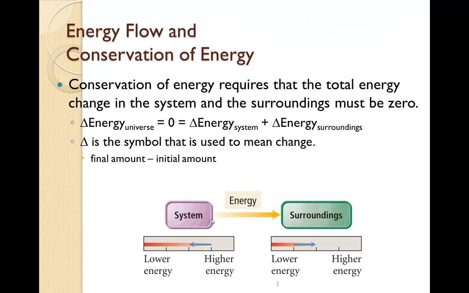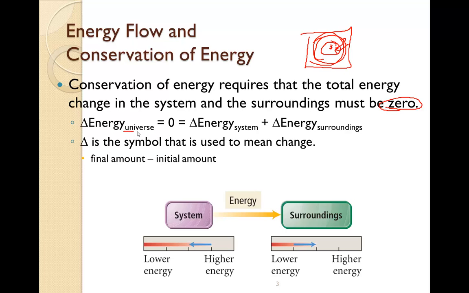So let's talk about the energy flow and the conservation of energy. Conservation of energy requires that the total energy change in the system and the surroundings must be zero. Remember the definition of system and surroundings. The system is what's being observed, while the surroundings is everything else in the universe. So energy can come out and go into the system, but the net total has to be zero.